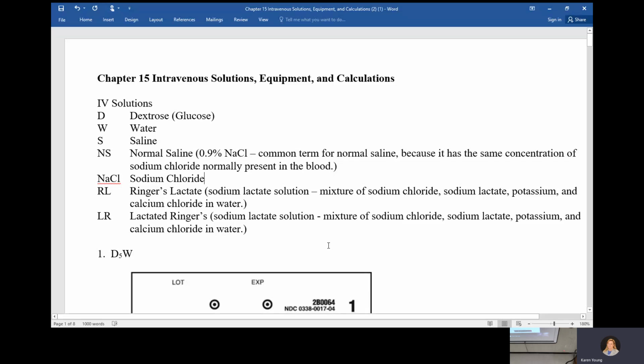The Ringer's lactate and lactated Ringers, RL and LR, they're the same thing. They're a mixture of sodium chloride, sodium lactate, potassium, calcium, and calcium chloride in water. Okay, I don't know the difference. I couldn't figure out what the difference would be between RL and LR. The only thing I can think of is the manufacturer. One of them calls it lactated Ringers, the other one calls it Ringers lactated, because they're exactly the same thing.